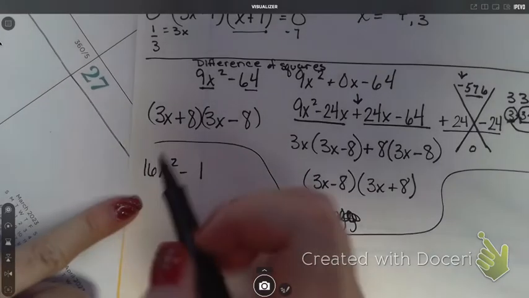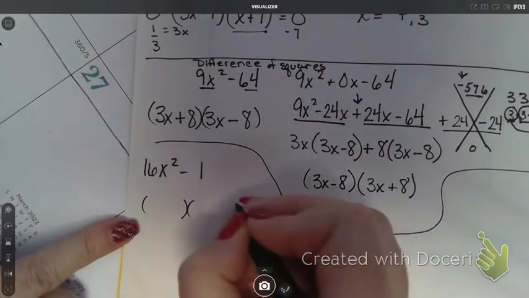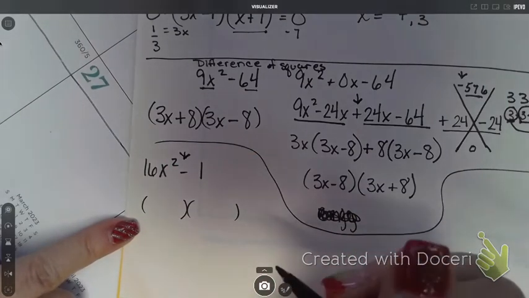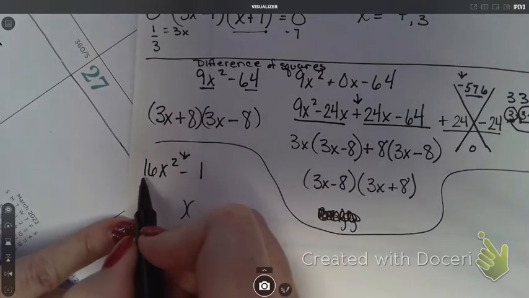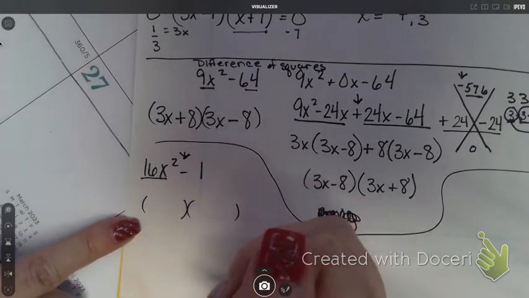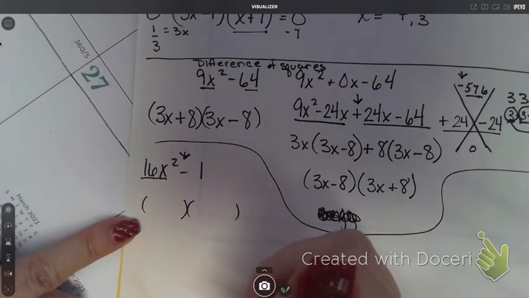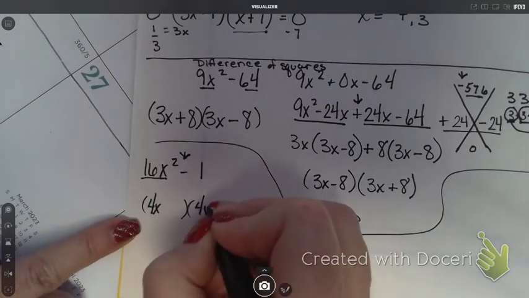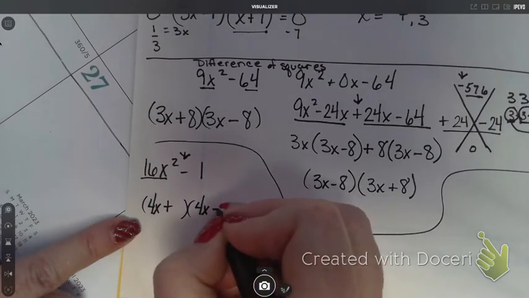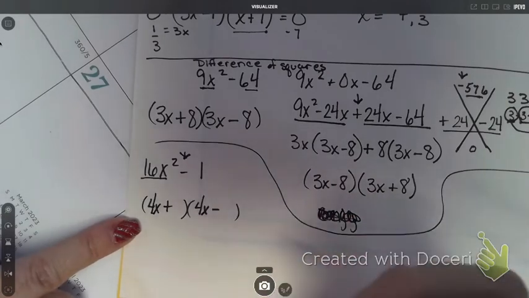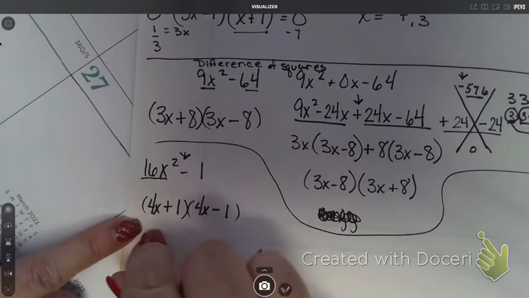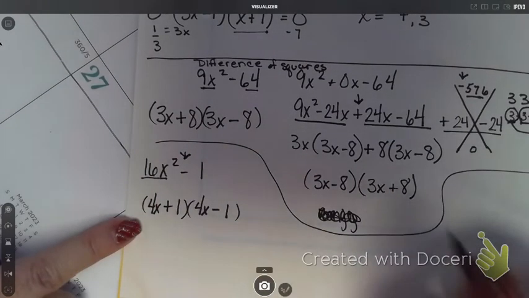Okay. 4, so they're both squares and I have the difference, yes? It does not work on the sum, okay? So what's the square root of 16x squared? 4x. So 4x on both of them. One's plus, one's minus. Does it matter if I put minus plus? No. What is the square root of 1? 1. It'd be plus 1 and minus 1. Oh, I didn't solve these.